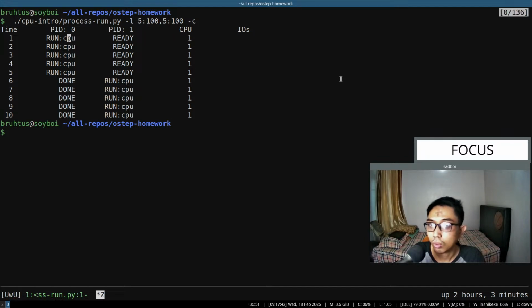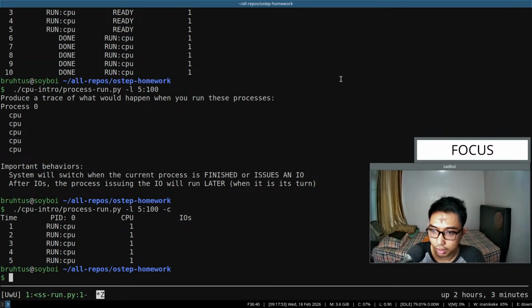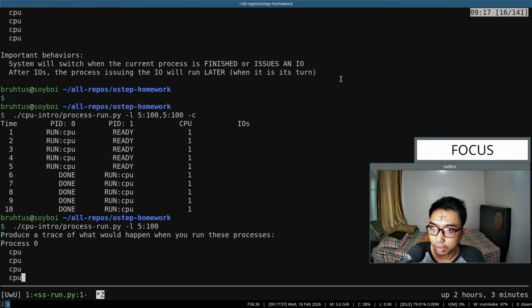Okay, wait a minute. Let me check this one. Sorry. Run CPU. Okay. This is ready. Then run CPU again.